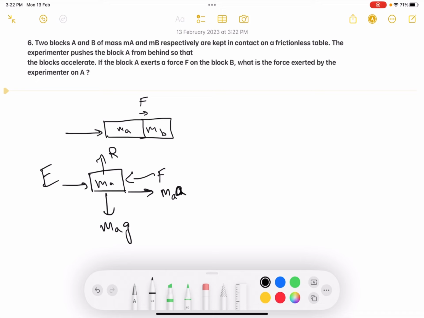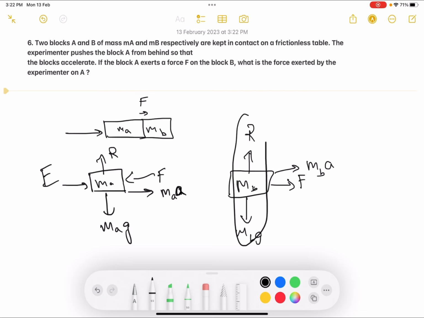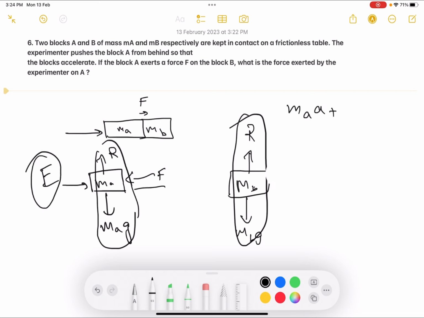So let's draw a similar diagram for MB as well. You have MBG, you have your R, you have your F that is being exerted in this direction, and you have MBA in this direction. Now let us write the equations. We do not need the vertical axis because the acceleration is not in that direction, and we want to calculate the force E here. So we have MAA and MBA, and we have a force of F in this direction.